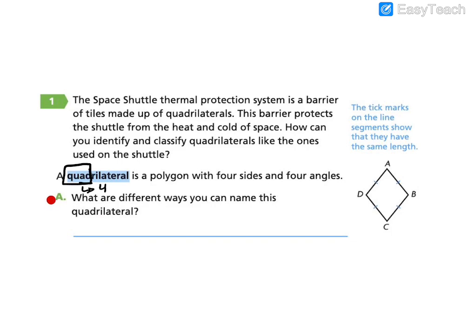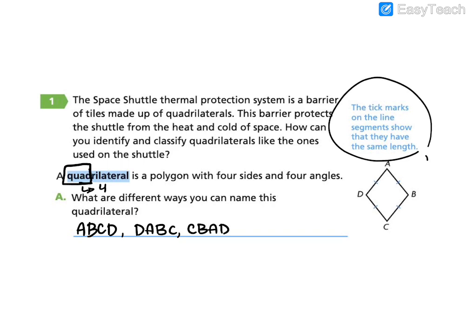So let's look at letter A. What are some different ways you can name this quadrilateral? So we can name it using its vertexes, right? So we can name it as A, B, C, D, or D, A, B, C. We could go the other way, C, B, A, D, right? We can name it a lot of different ways. Right here, it's giving us the hint that the tick marks show that the line segments are of the same length. So in the last lesson, we worked on that with triangles. Here it is, so we know that all 4 of these side lengths are equal length.